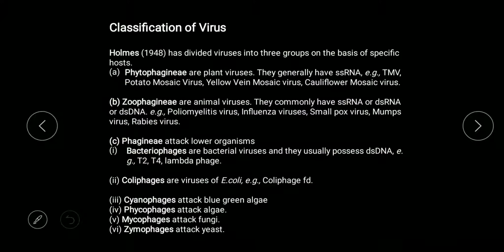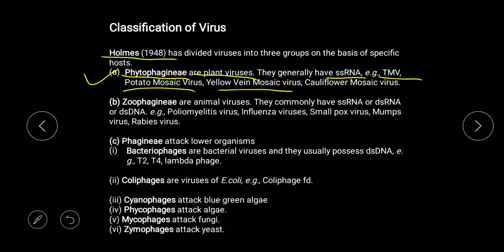Okay. Next, when we talk about classification of viruses, Holmes in 1948 divided viruses into three groups based on their host. One is phytophaginae, which are nothing but plant viruses, and these plant viruses generally have single-stranded RNA. Remember, the genetic material of a virus is fixed, either DNA or RNA. The plant viruses are TMV, that is tobacco mosaic virus, potato mosaic virus, yellow vein mosaic virus, and cauliflower mosaic virus. So these are the plant viruses.